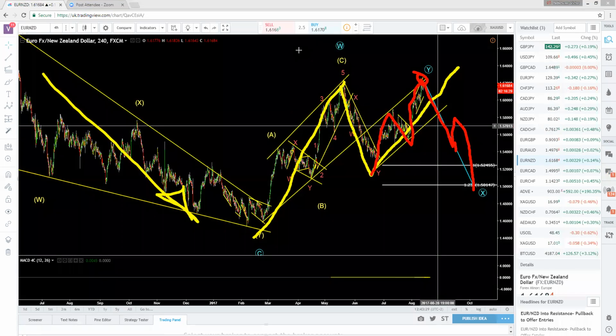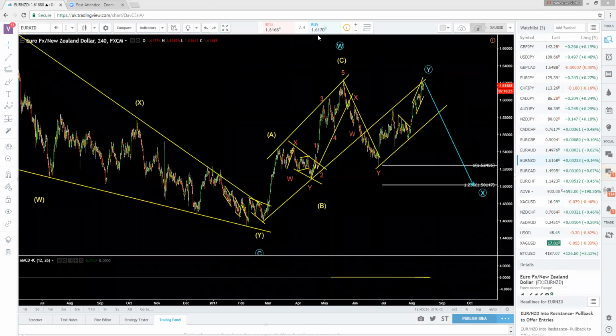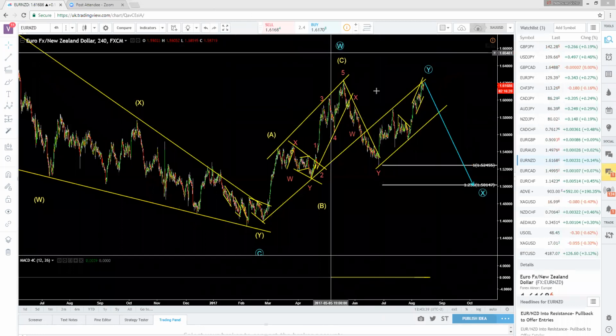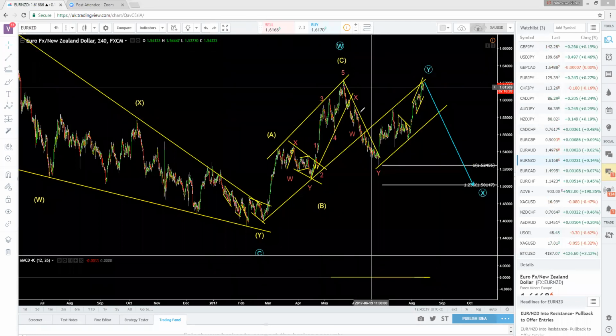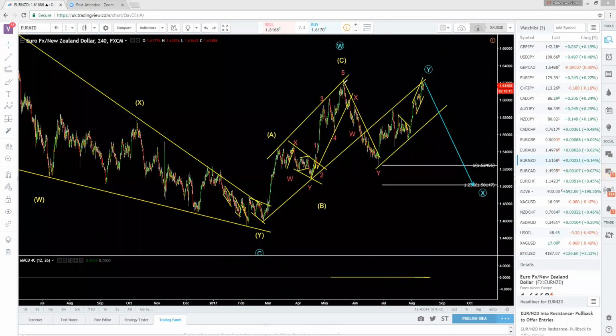Okay, so initially, let's get the drawing again. Initially, I thought this was going to do this and then go. And I actually sold when this was going up correctively here. Okay, we went down and then it came and took us out for break even there. But now the bias is still the same. We're still anticipating this to be over here.